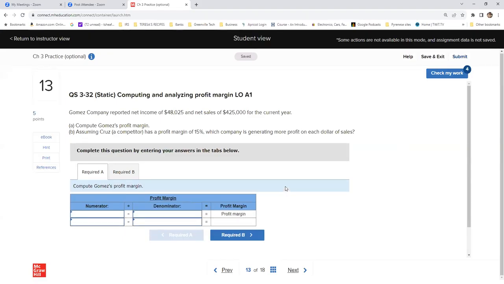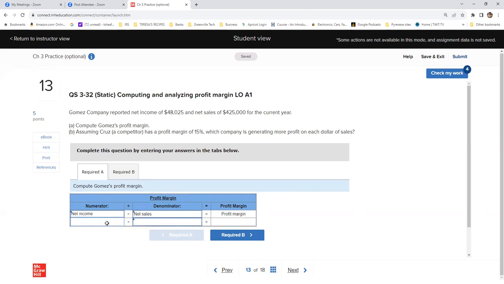All right, so now we have this company reported net income of $48,025, net sales of $425,000 for the current year. Compute the gross profit margin. All right. So numerator in this is going to be net income divided by net sales. Now we'll learn what net sales are soon enough. Just know that that's what the formula is for now.